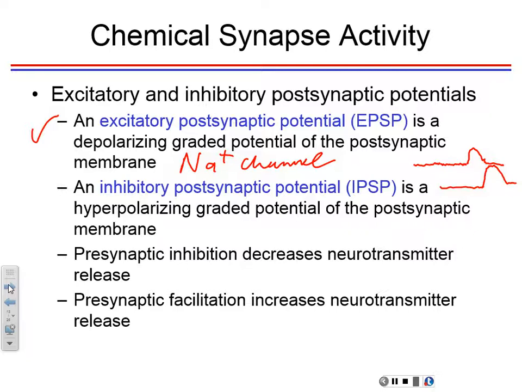Because if it goes to threshold, you have an action potential. The module was asking you about that as well: what happens with these excitatory potentials, and what are the similarities and differences? One of the similarities is that they are both graded, and they are both conducted in a decremental fashion along the membrane, and they just disappear. The difference is that one causes depolarization, the other causes hyperpolarization.